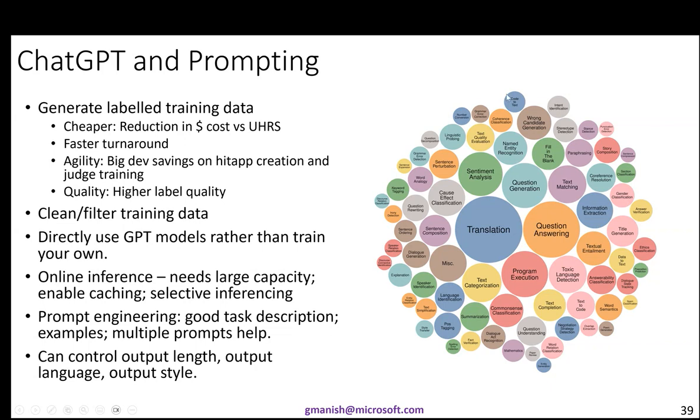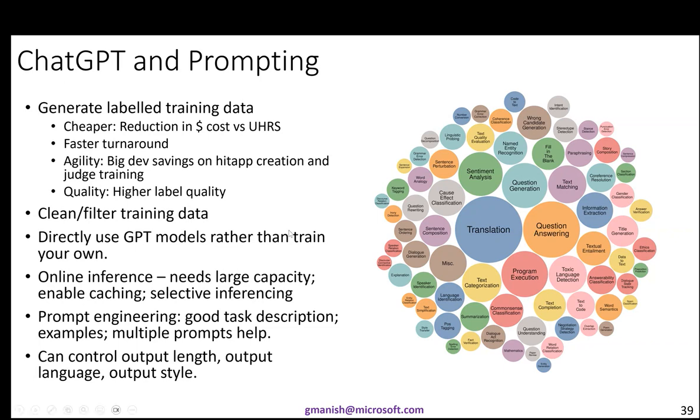As we know, ChatGPT works really well and has been tested for all kinds of linguistic tasks one can think of. I showed you the demo in the beginning, right? I'm sure you have used it for several use cases. I think using ChatGPT is a great idea because, compared to crowdsourcing, it is a very nice way of generating labeled data: cheaper, faster turnaround, agile, as well as high quality. It can also be used for filtering bad quality data, like offensive suggestions and so on.